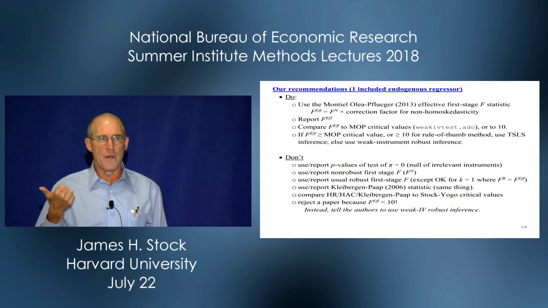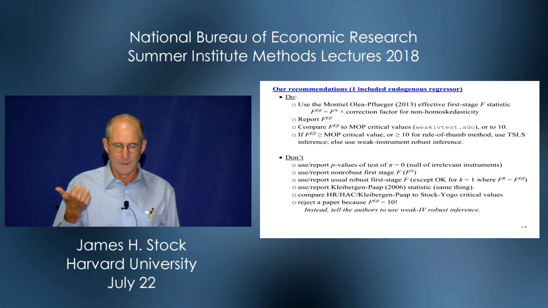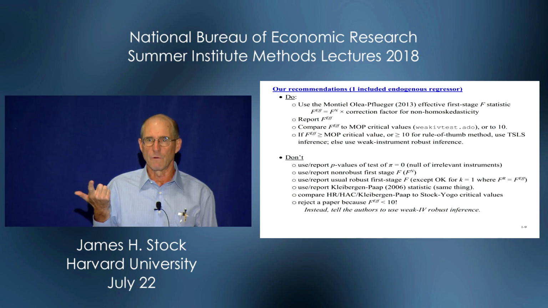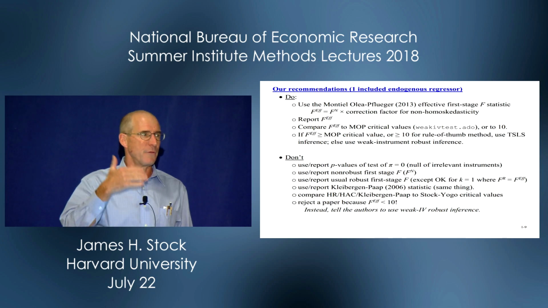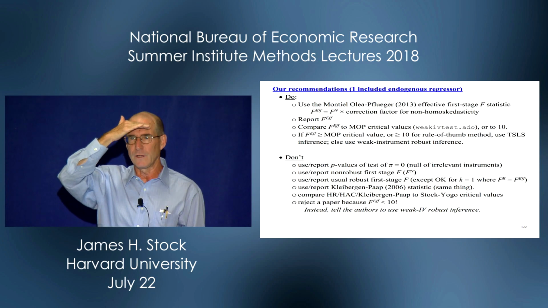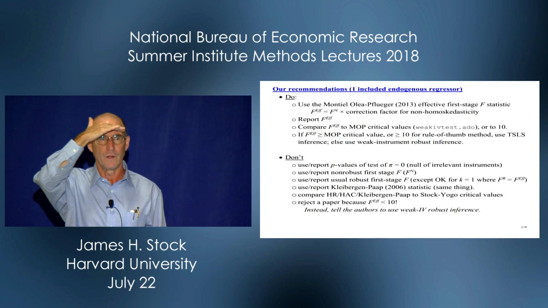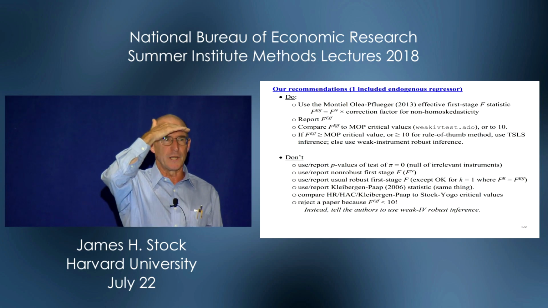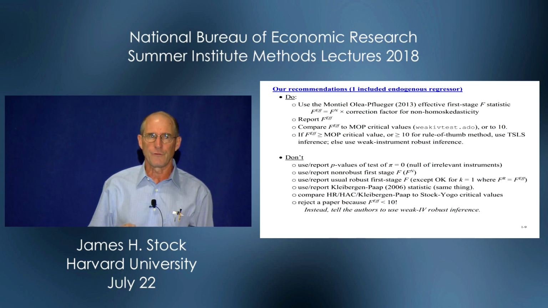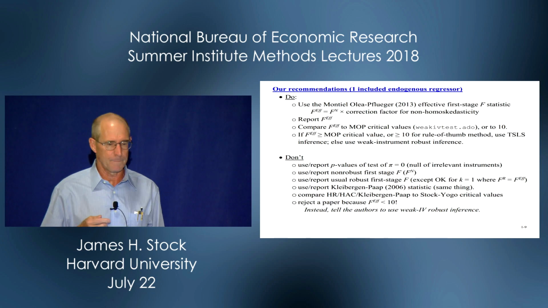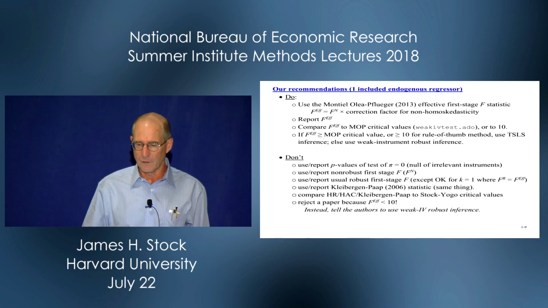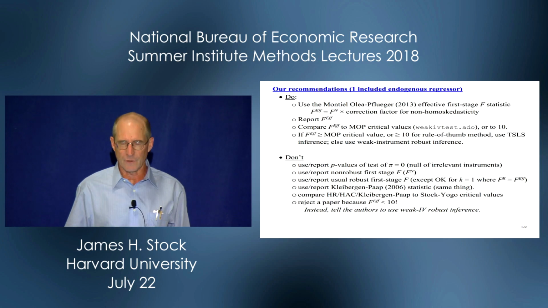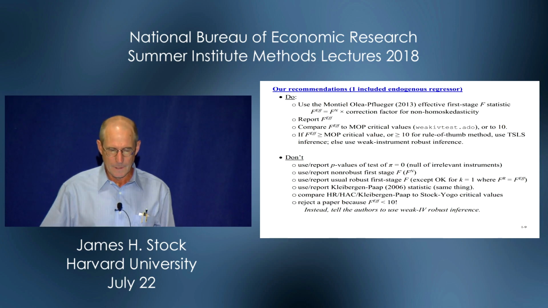Don't report the non-robust first stage F. So don't report the usual first stage F, except it turns out that when k equals 1, when there's a single instrument, the first stage F and the effective F are exactly the same thing. So I'll walk through that. Don't report the Kleibergen-Paap statistic, which is actually the heteroscedasticity-robust first stage F.